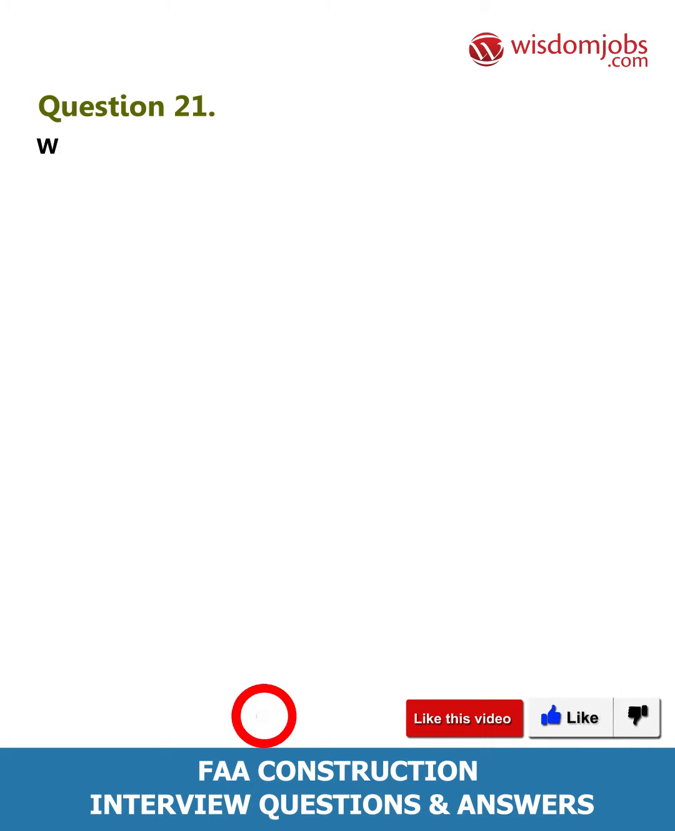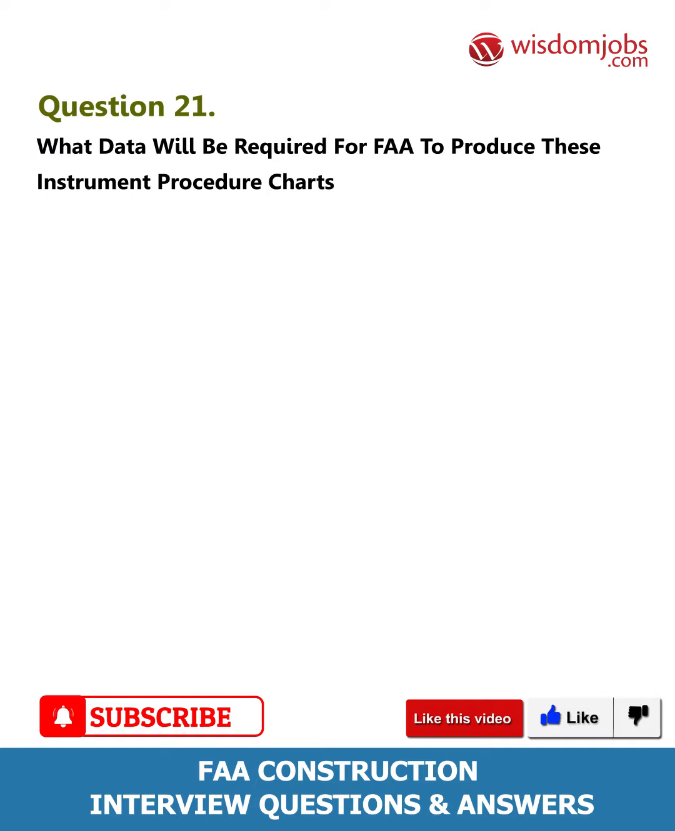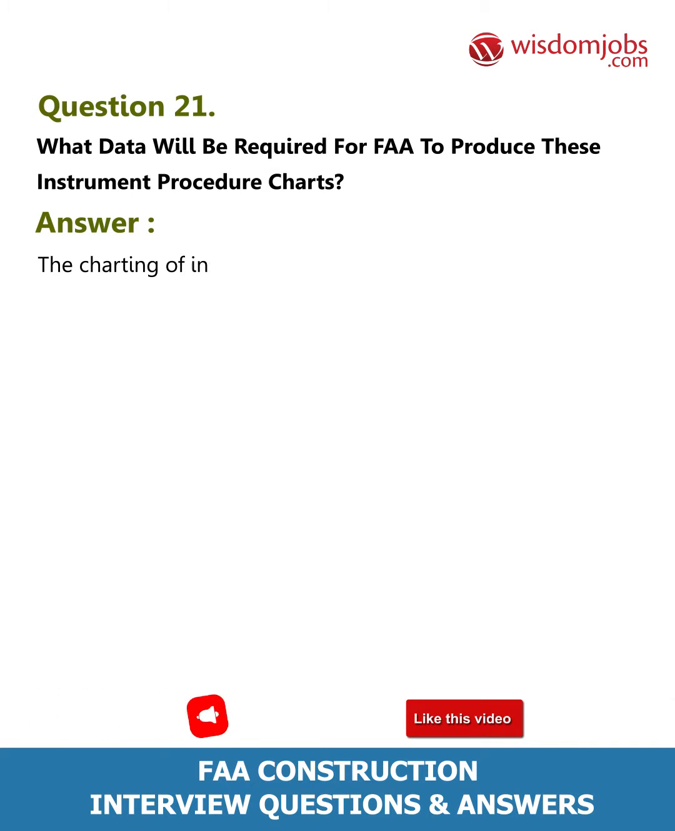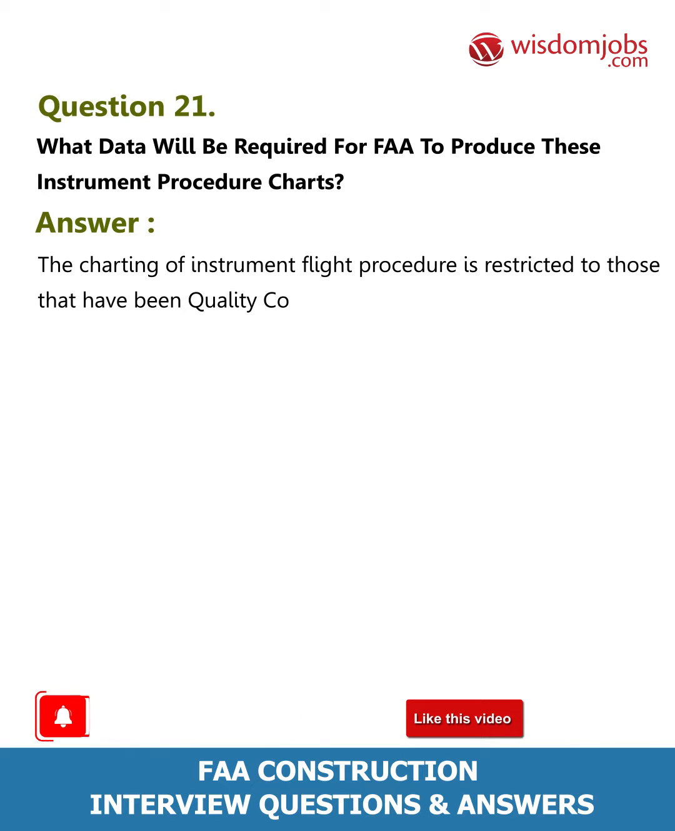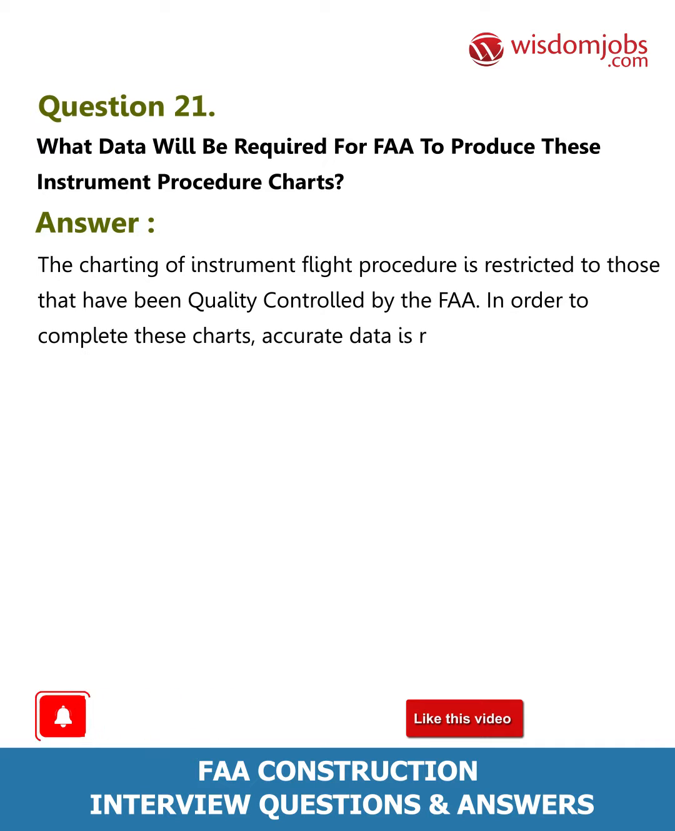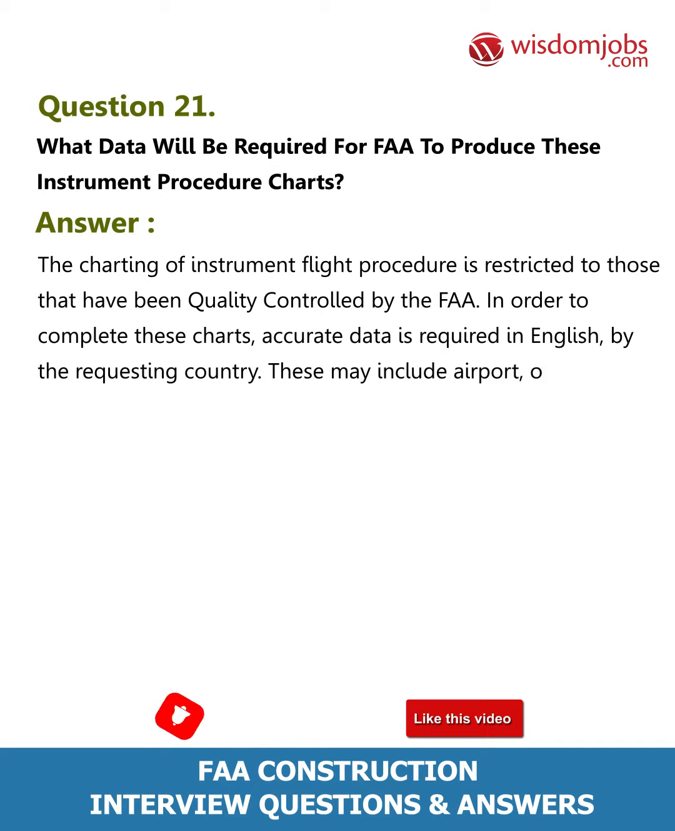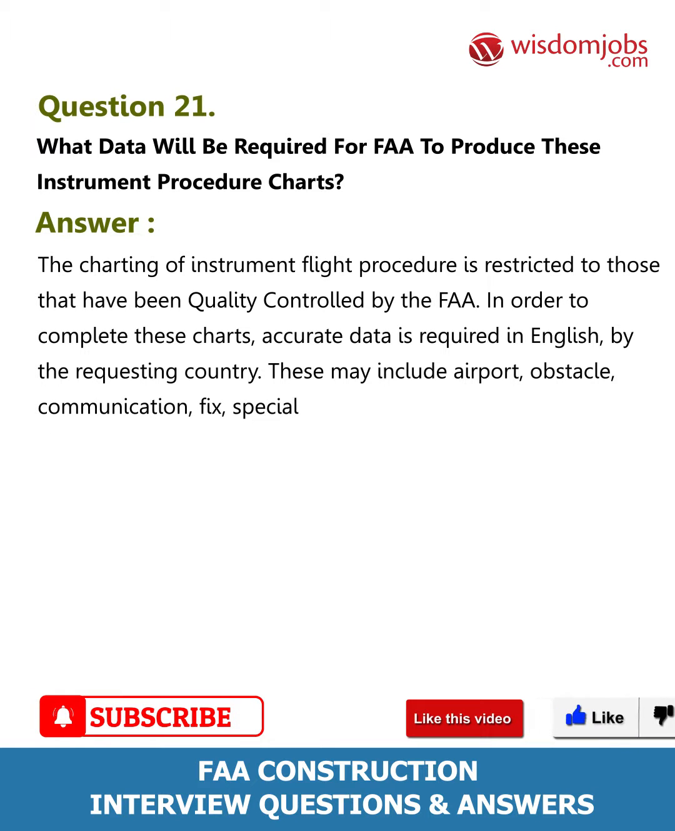Question 21. What data will be required for FAA to produce these instrument procedure charts? Answer. The charting of instrument flight procedures is restricted to those that have been quality controlled by the FAA. In order to complete these charts, accurate data is required in English by the requesting country. These may include airport, obstacle, communication, fix, special use and terrain data.